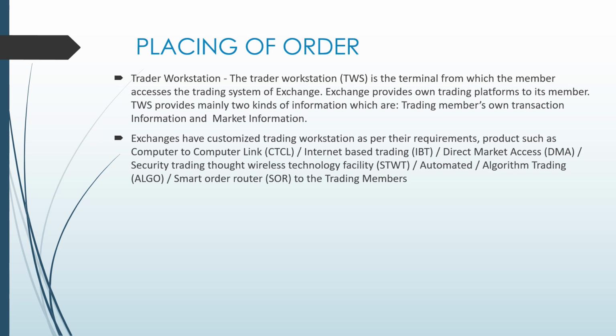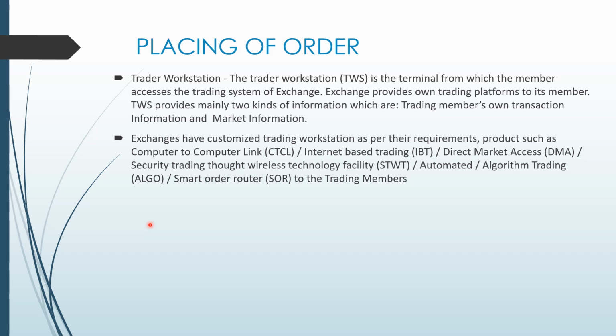So in the first step, that is placing of orders, orders are placed on a trader workstation, which is the terminal used by the members for trading on the exchange. And the exchange provides its own trading platform to each of its members. So the TWS primarily consists of two kinds of information, which are the trading member's own transaction information and market information.